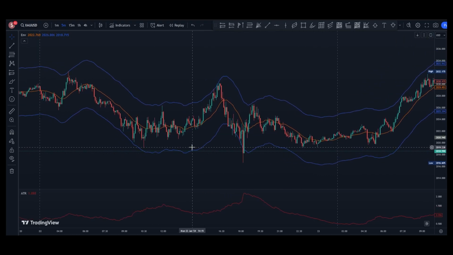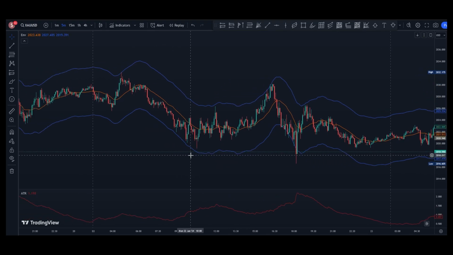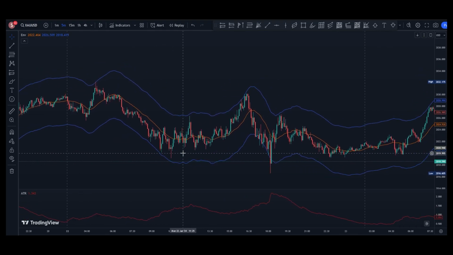Let's see. Well, we are in the London session. As you see, there is no touching here, and we reach the American session, the New York session. As you see, it touches the upper band 2 times, and we can enter here.